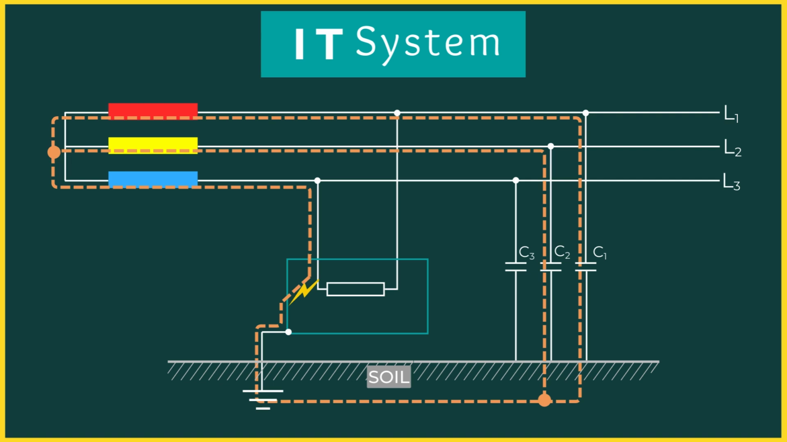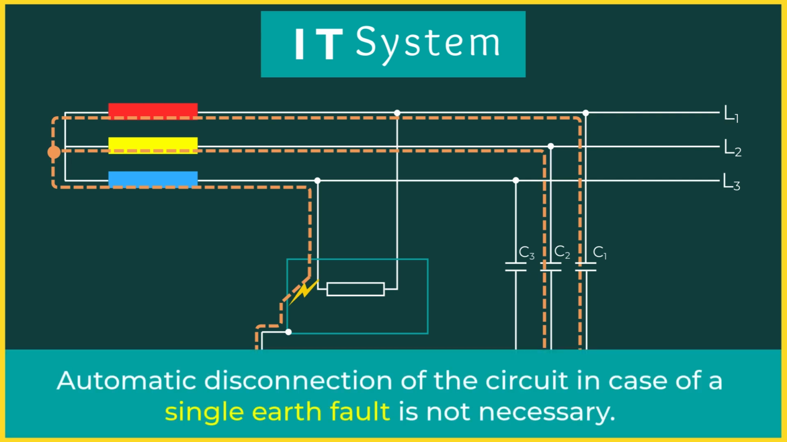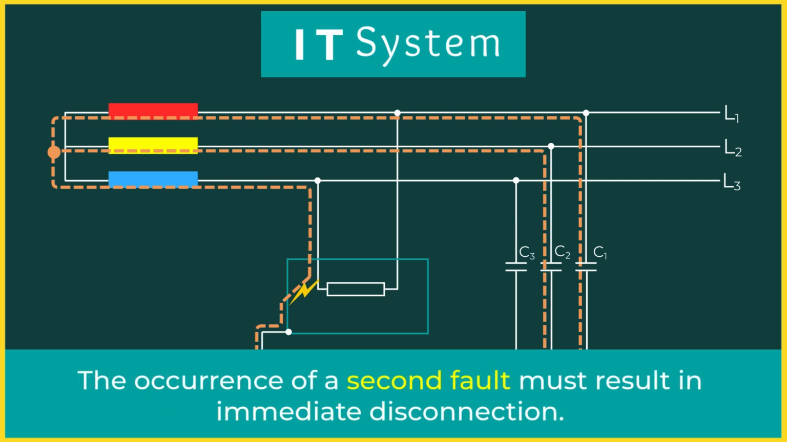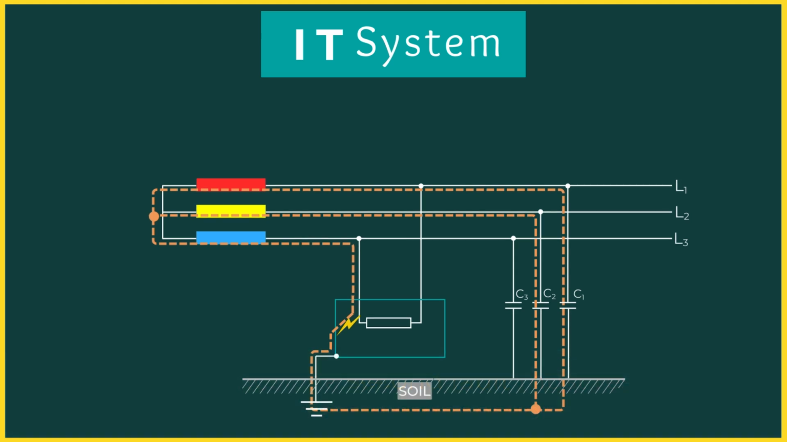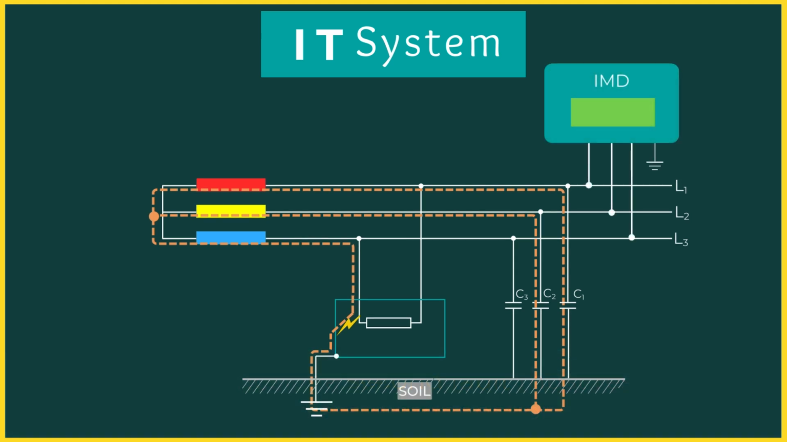According to IEC 60364 Part 4, automatic disconnection of the circuit in case of a single earth fault is not necessary, provided certain conditions are fulfilled. However, the occurrence of a second fault must result in immediate disconnection. To detect the first fault, an insulation monitoring device must be used. This allows corrective action to be taken before a second fault occurs, while the system continues operating safely.